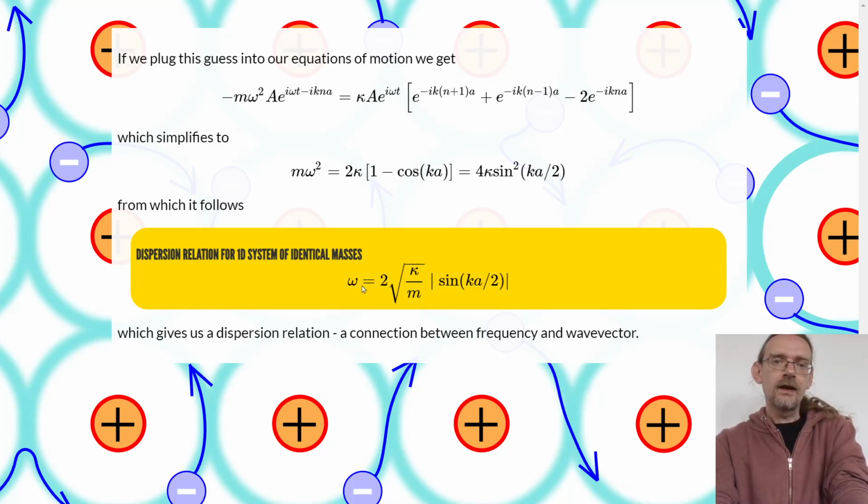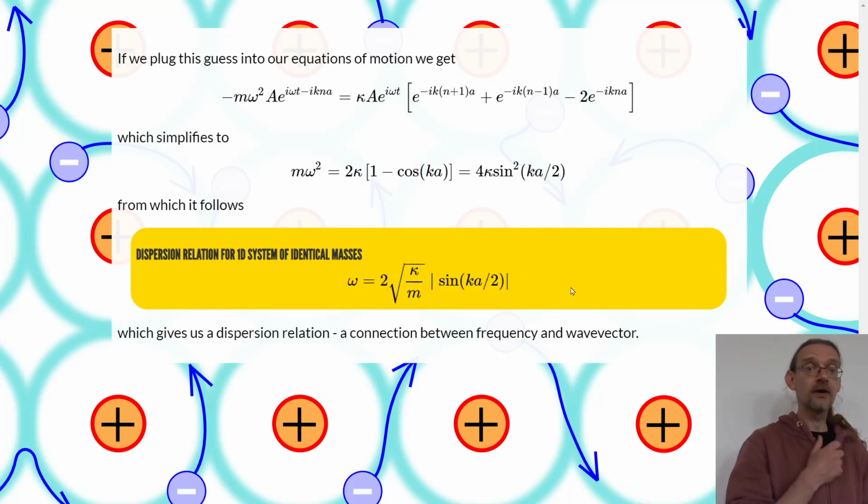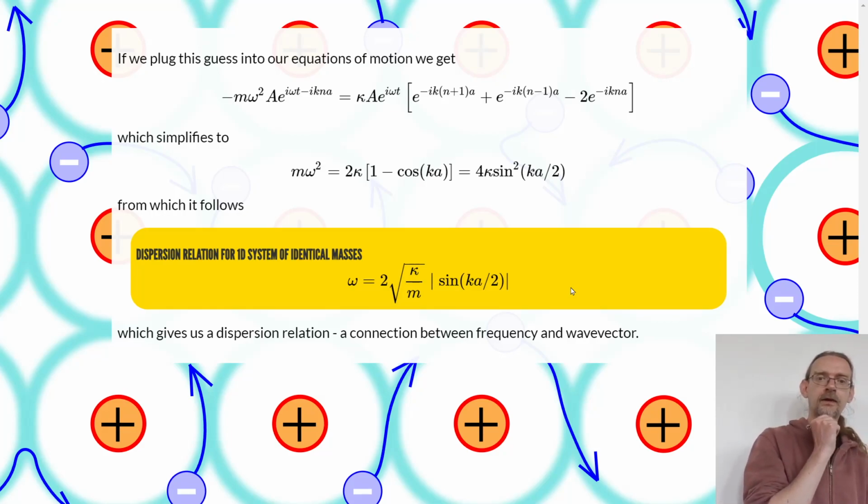And we've got this sine squared here, so if you take the square root, we get that the frequency is equal to 2 times the square root of the spring constant divided by the mass, and then this sine of ka upon 2. This is called a dispersion relationship. It connects the frequency and the wave vector of a mode of oscillation of the system.